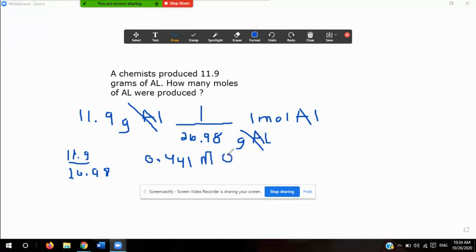Now remember, we're using 3 significant figures because whenever we're multiplying or dividing measurements, we round our answer to match the number of significant figures of the number with the smallest amount of significant figures. I know that sounds like a tongue twister, but basically 26.98 has 4 significant figures and 11.9 has 3 significant figures. So my answer is going to have 3 significant figures as well. All I did is multiply 11.9 times 1, which is 11.9, and then divide by the molar mass, 26.98, and that equals 0.441 moles of aluminum.